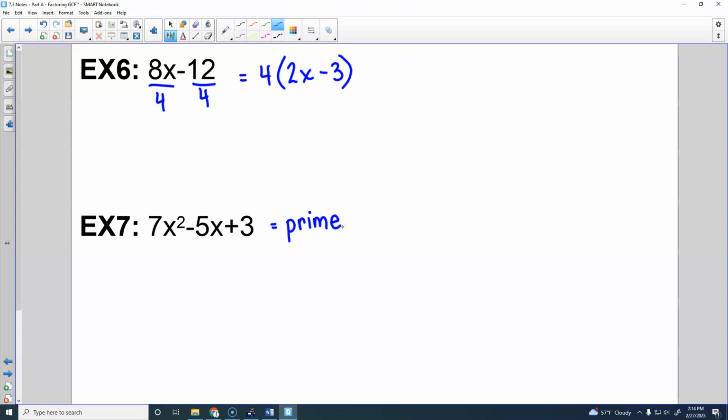Everybody know what prime means mathematically, not those expensive, stupid sports drinks that my kids want me to buy them all the time. Yeah, not that stuff right there.